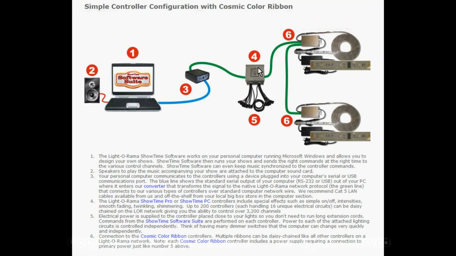In this setup, this 16-channel controller would be used to control 16 standard light strings, like you've always been doing. And as you add a Cosmic Color Ribbon controller, it daisy chains to that controller, and each controller is independent of each other. This guy controls his lights, this controller controls this Cosmic Color Ribbon, and this controller controls that Cosmic Color Ribbon.